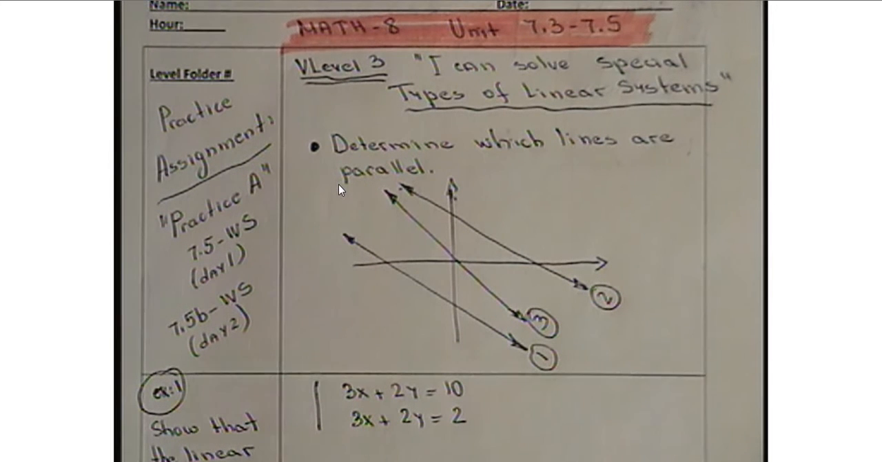Everybody. So today I'm going to show you the last special types of linear systems lesson for this particular unit from chapter 7. With this lesson we will conclude chapter 7. We're going to do some review practice and then summative assessment.